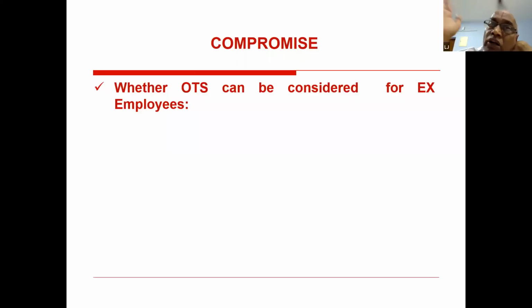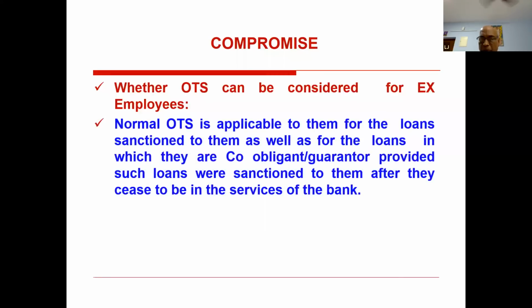Suppose an employee has retired from the services of the bank, and he has availed a loan from you, but that loan became NPA. Whether OTS can be settled for the ex-employee? Normal OTS is applicable to the ex-employees for the loans sanctioned to them, as well as for the loans in which they are co-obligant or guarantor, provided such loans were sanctioned to them after they ceased to be in the services of the bank.